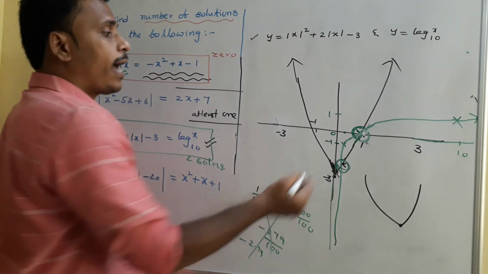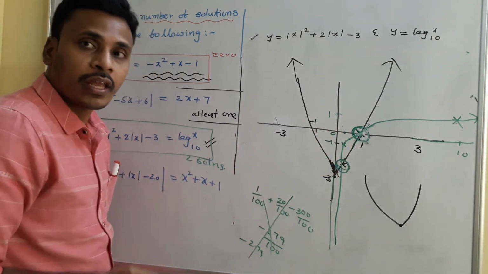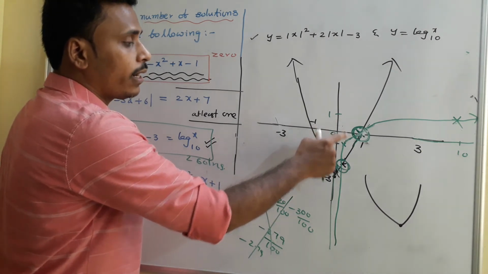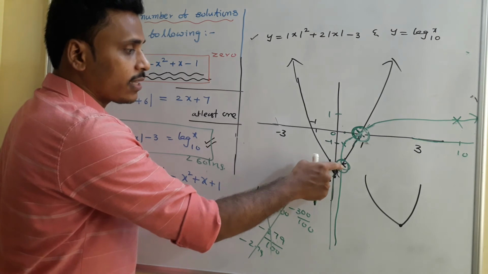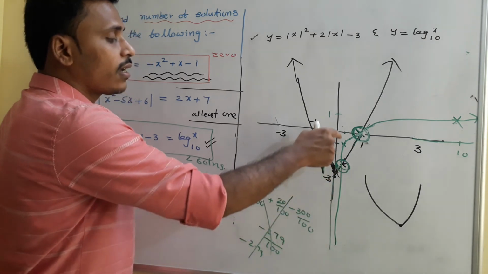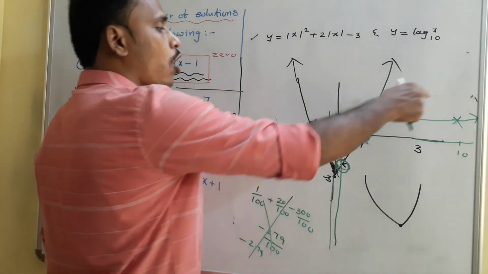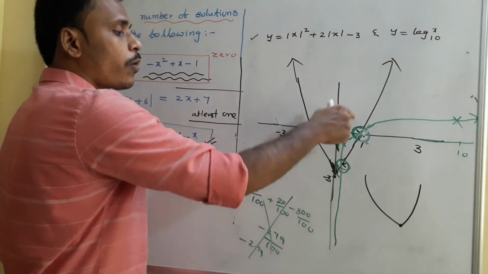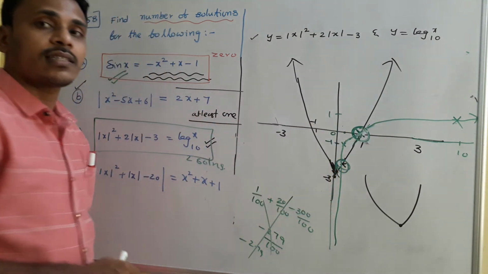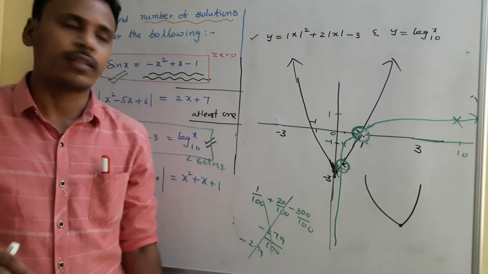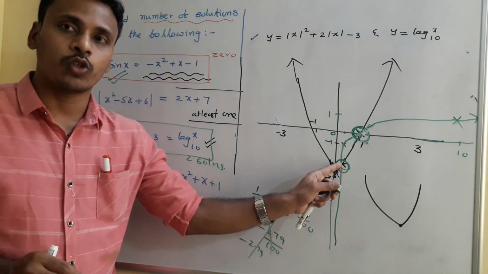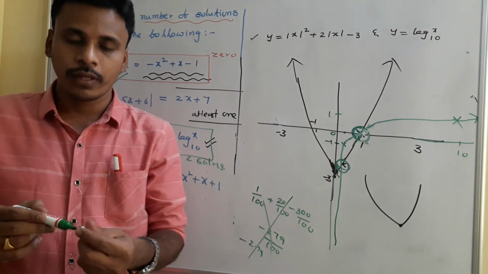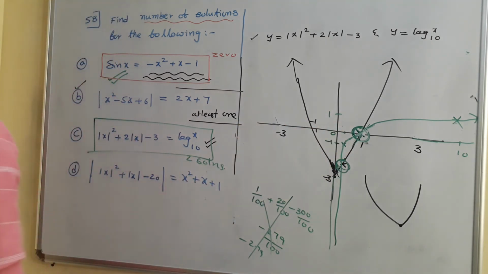To check it, I am just taking the number 1 by 10. At 1 by 10 the log value is minus 1, but at 1 by 10 the black color value is somewhat lesser. That indicates that the green color graph of log x for sure passes inside of this. Since it is passing inside, it intersects the black color line at least at some point here, and that indicates that there is one solution here again. So 1 and 2 totally it has two solutions. Okay, just think about it and I will discuss the next one.